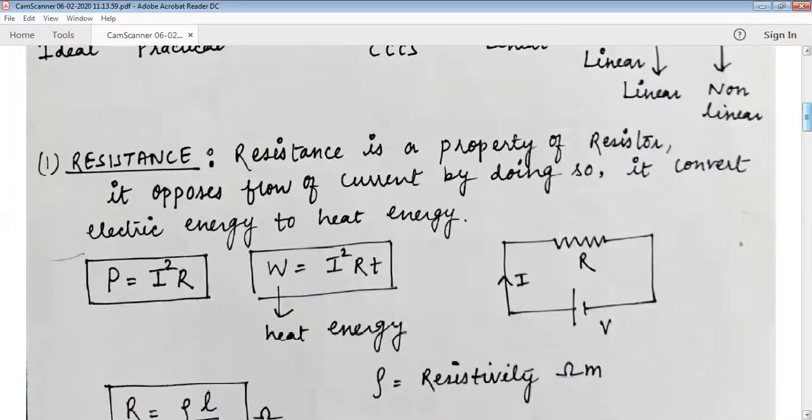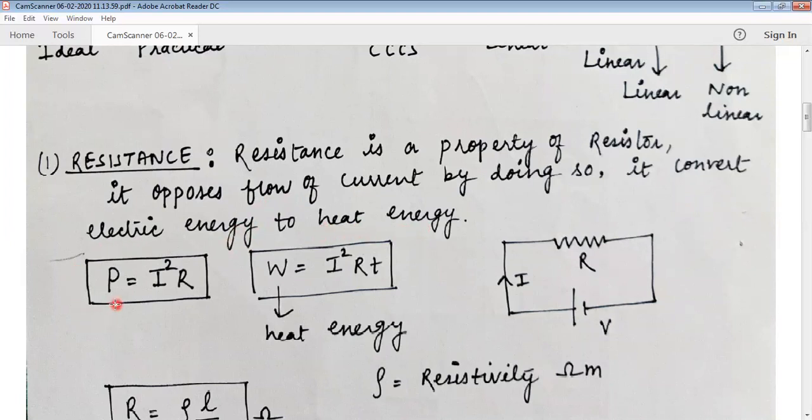Next, let's start with the first passive element, that is resistance. So what is resistance? Resistance is the property of a resistor, and it opposes the flow of current. While opposing the flow of current, it converts electrical energy to heat energy. So this is resistance.